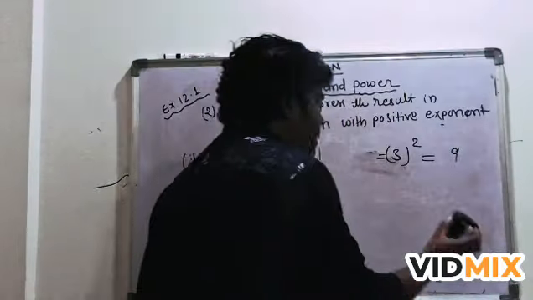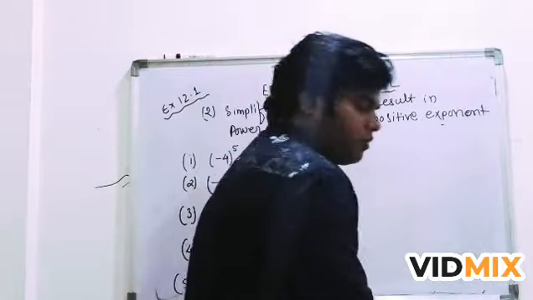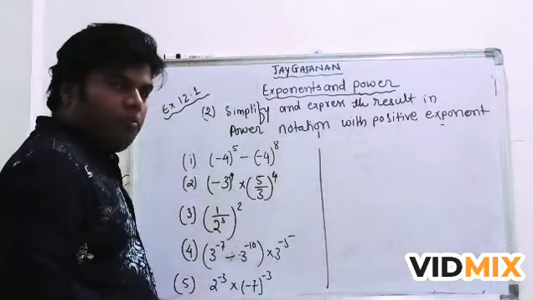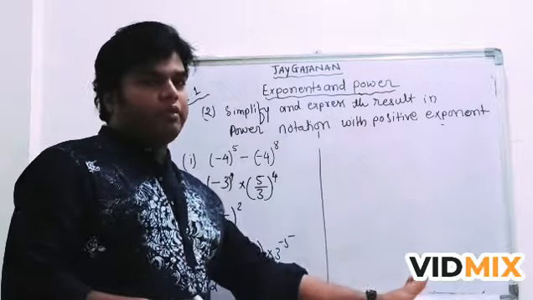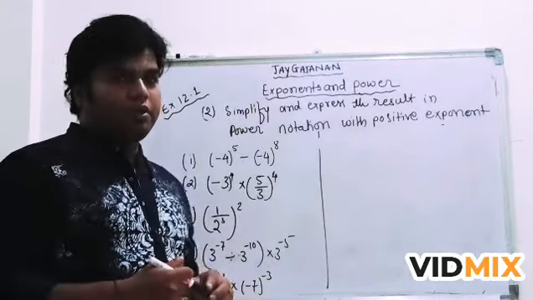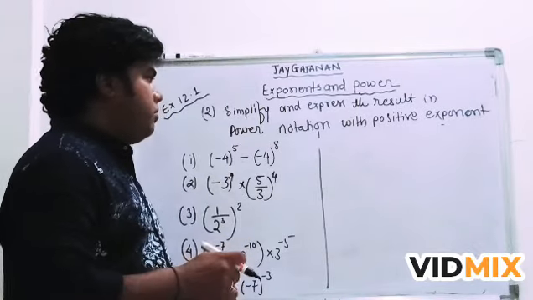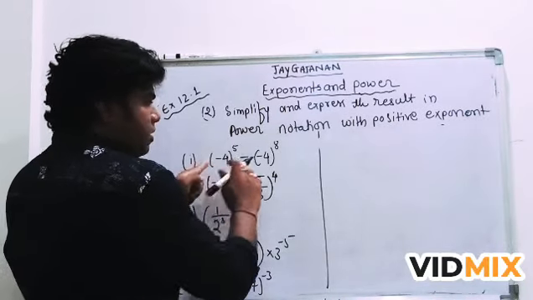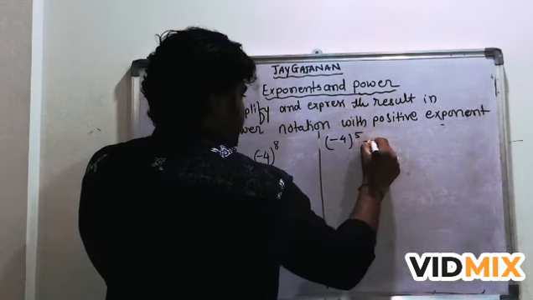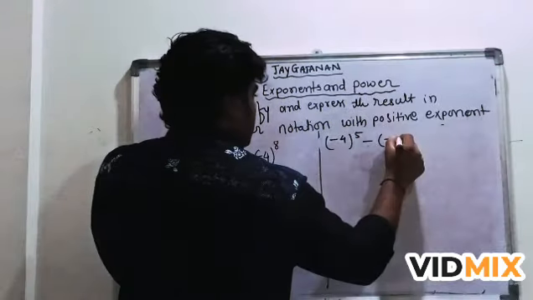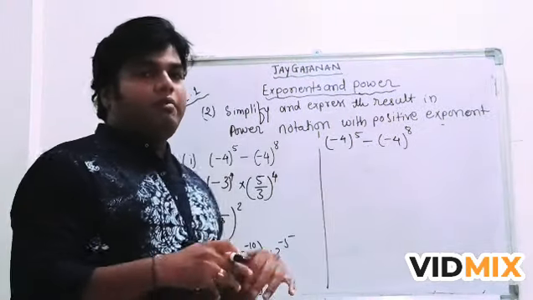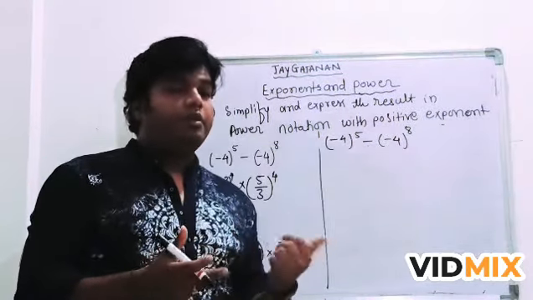Correct? Since there are 5 problems in the particular question, I have written all the problems here and we are going to solve them one by one. Alright. So have patience and focus on the individual problem. The first problem is minus 4 to the power 5 divided by minus 4 to the power 8. We have to just imagine which identity can be used.